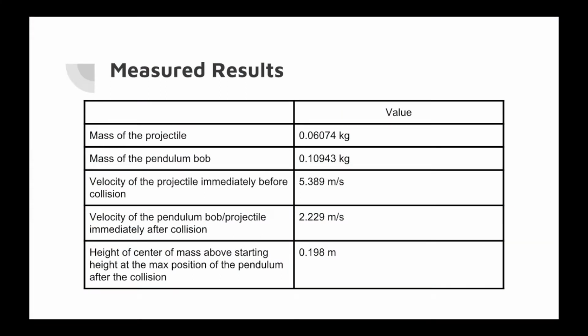The mass of the projectile, which was the tennis ball, and the mass of the pendulum bob, the Rubik's Cube, was found using a triple beam balance. The mass in grams was converted to kilograms.